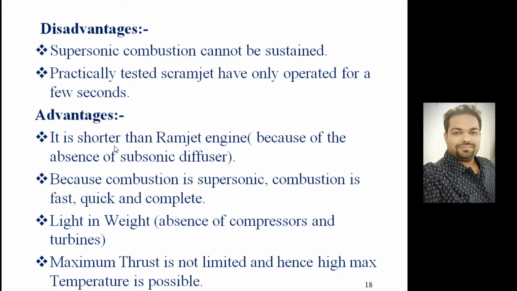Advantage: it is shorter than the ramjet engine because of the absence of a subsonic diffuser. One diffuser we have eliminated. And because the combustion is supersonic, combustion will be fast, quick, and complete. There will be no unburned carbon monoxide components. Light in weight, absence of compressor and turbine, right? Maximum thrust is not limited, and hence high maximum temperature is possible within the combustion chamber.